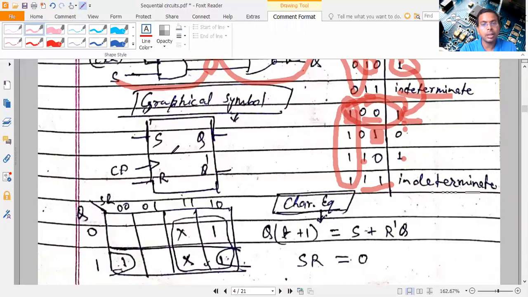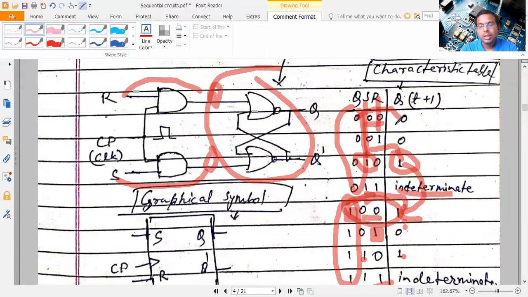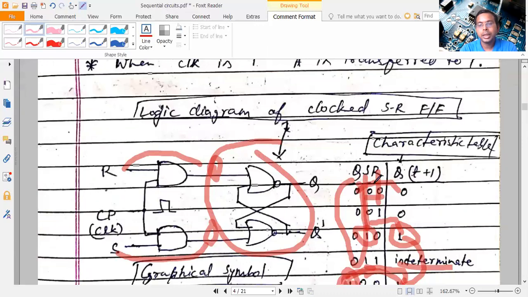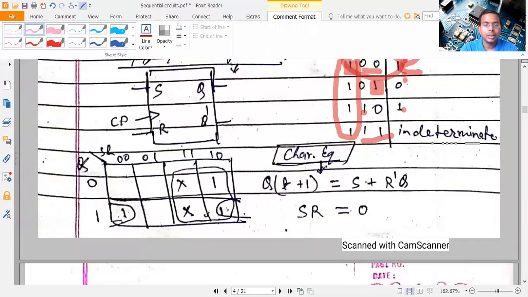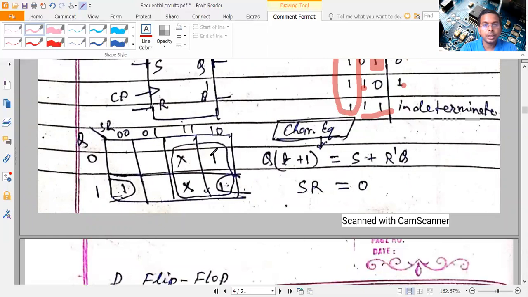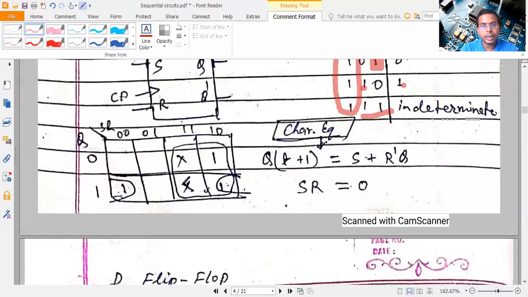This is the graphical symbol, SR input, Q and Q dash, and this whole circuit can now be minimized. So Qt plus 1 will become a function of Q, S, R and that will be entered into the K-map. Here Q, S, R is the input and Qt plus 1 is the output. So we have entered all the min terms. There are two don't care conditions also. These indeterminate states are nothing but the don't cares.